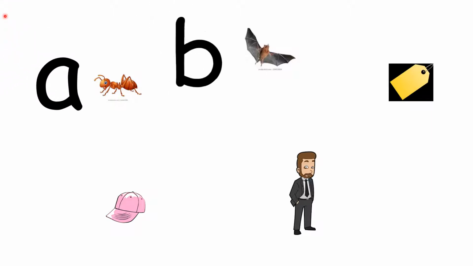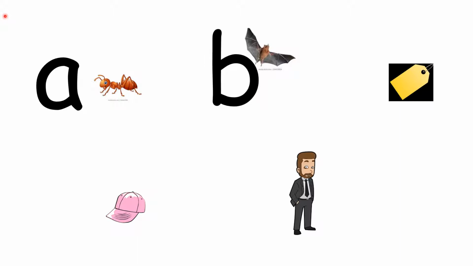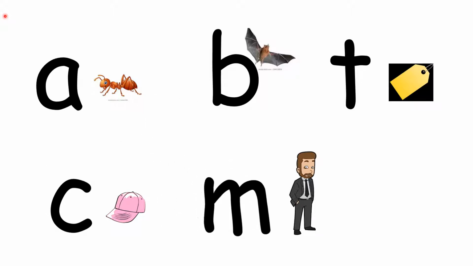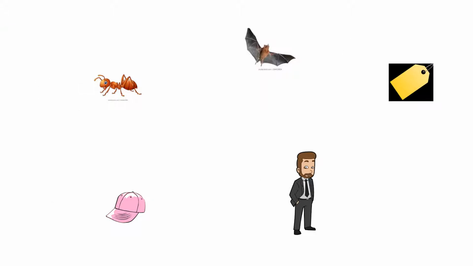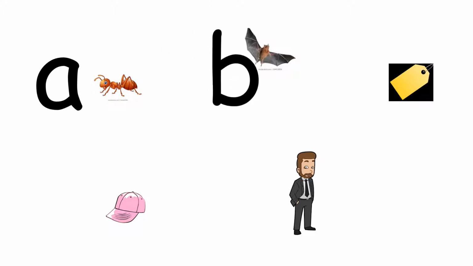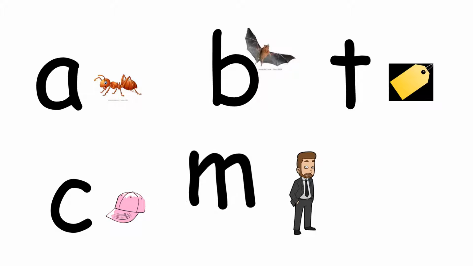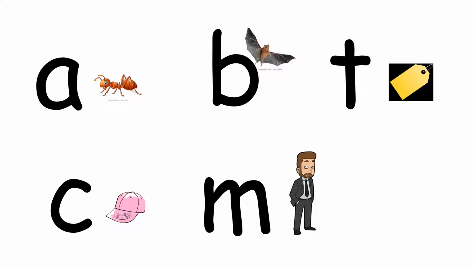A, B, B, T, T, C, K, M, M. All right, once more. Ready? A, B, B, T, T, C, K, M, M. Now it's your turn. I know you can do it. Come on, ready?